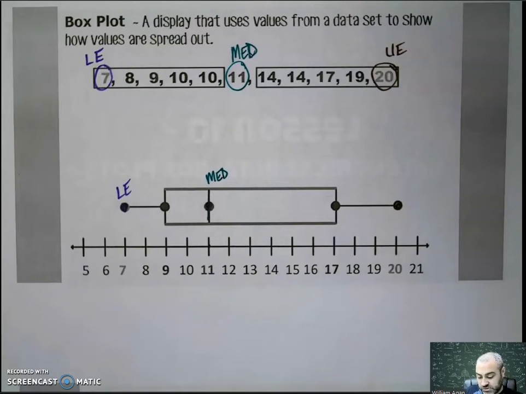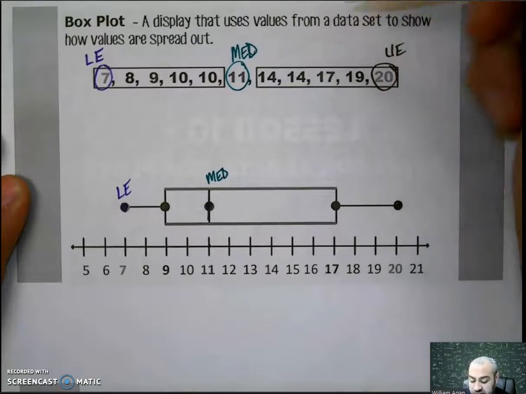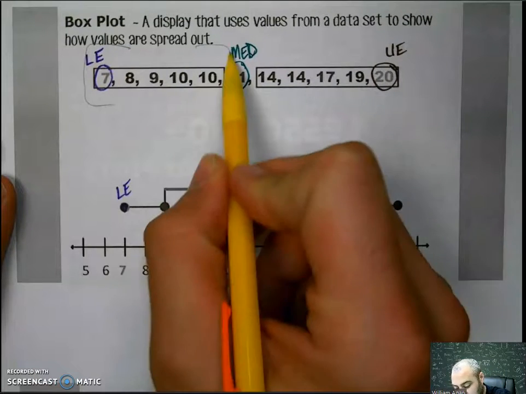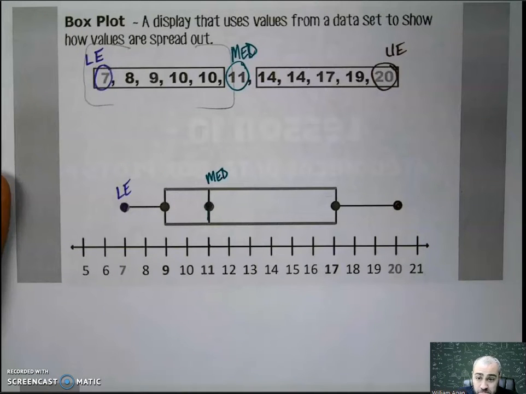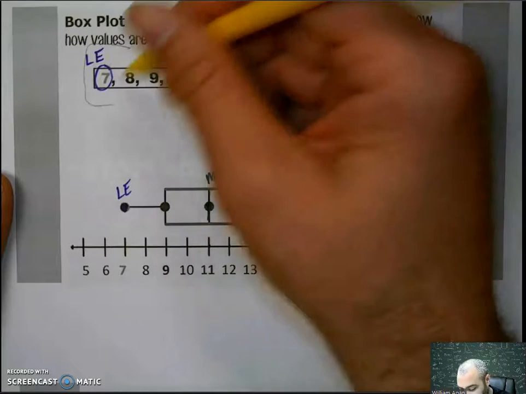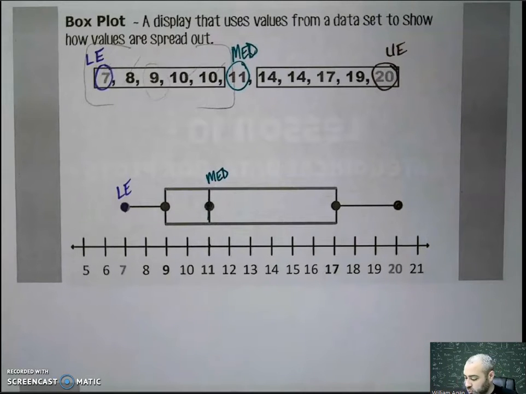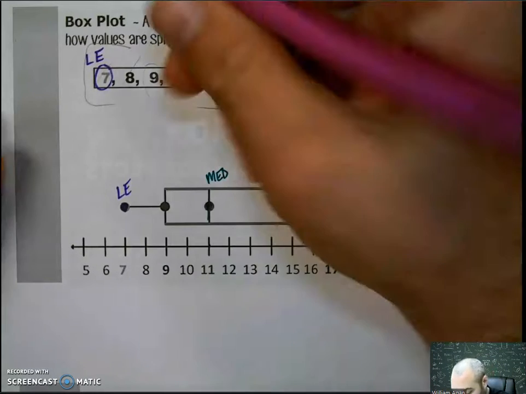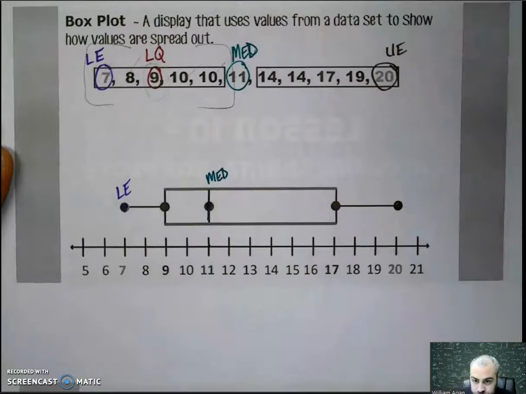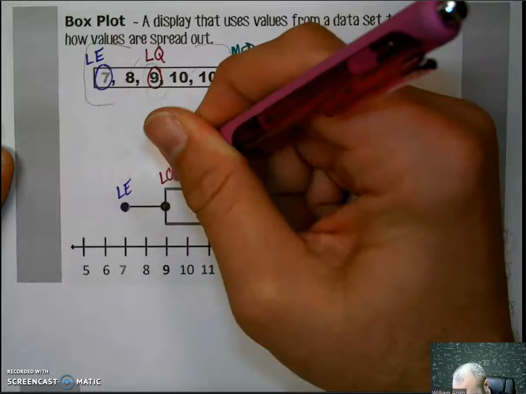Okay, so once the person has done that, those are the ones that are easy to see. Then you need to find two more medians. This is your lower set of data right here. And to find the median of that, it's pretty easy. You just cross it out until you get to the middle right there. That is your lower quartile. So right here is your lower quartile, LQ. And it's 9, so you put a 9 right there at your lower quartile.